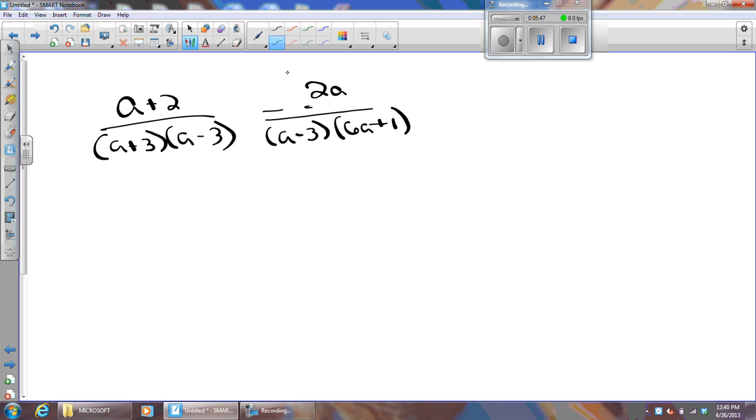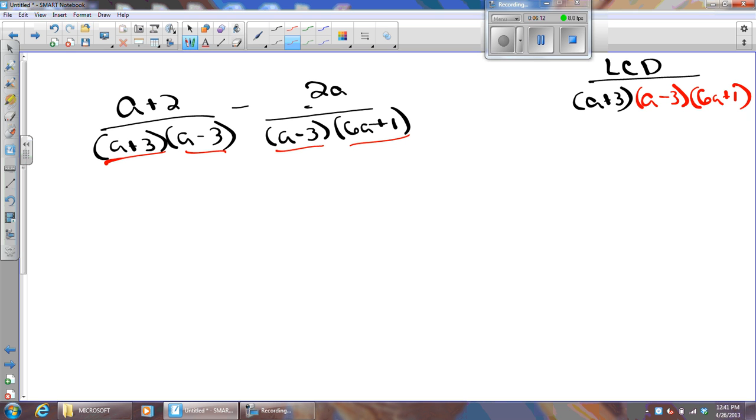Okay, so now that I actually want to subtract it, let me move that subtraction sign. I'm going to go looking for my LCD. And I know I'm going to get an a plus 3 in my LCD. And that'll take care of that guy. And then I need a quantity of a minus 3, and that'll take care of this guy and this guy. And then I'm going to need a 6a plus 1. Take care of that guy.